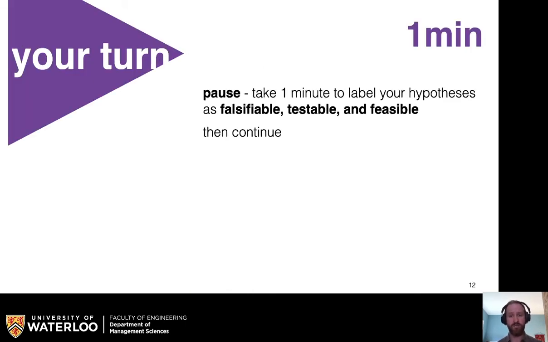So I want you to take 1 minute to label your hypotheses as falsifiable, testable, and feasible. Then continue. Again, just pause the video and then you'll upload your entire worksheet at the end. Go.